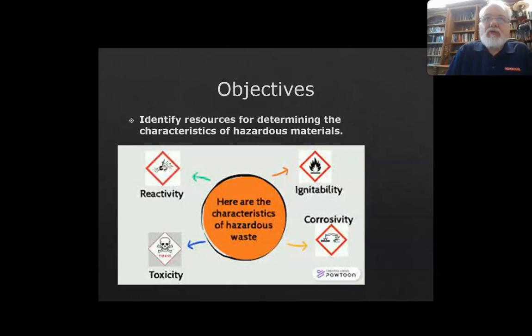Number 4, reference books and guides. Number 5, chemical manufacturers and suppliers. Number 6, professional organizations, such as the American Industrial Hygiene Association or the American Chemical Society. Number 7, training programs and courses. By utilizing these resources, individuals and organizations can effectively determine the characteristics of hazardous materials.